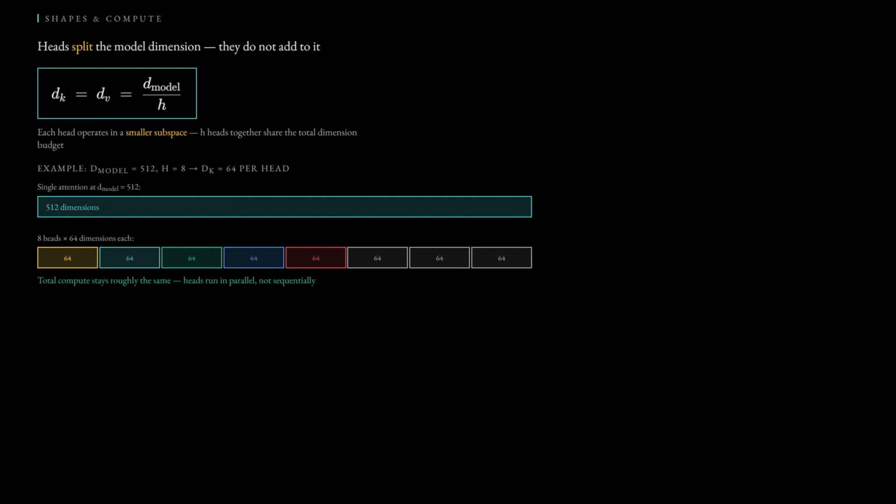The representation capacity increases because each stream specializes independently. The wall-clock cost stays bounded. This is the elegance of the design. Understanding the efficiency of multi-head attention makes it easier to appreciate why the original transformer used it 3 separate times in each layer. Each use has a different purpose, and understanding all three makes the full architecture legible.